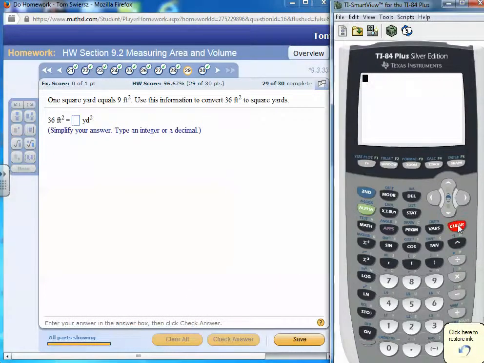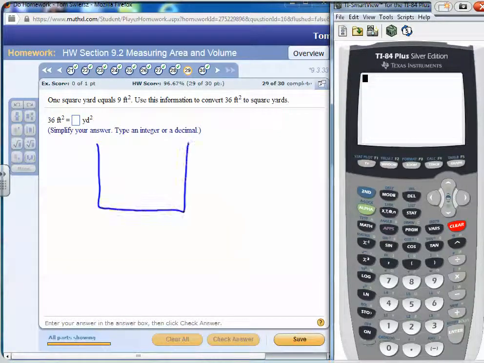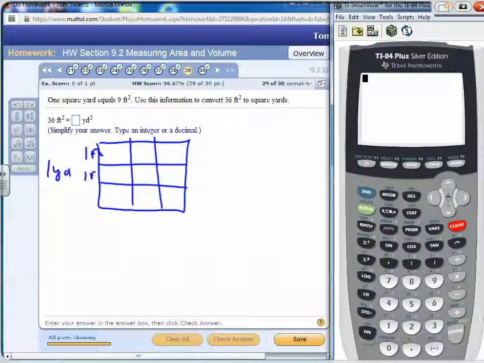Number 29. 1 square yard equals 9 square feet. Use this information to convert 36 square feet to yards. A yard is broken up into 3 feet. If this is 1 yard here, this would be 1 foot, 1 foot, and 1 foot, and the same way here, a foot and a foot. So you can see 3 by 3, there's actually 9 square feet, so that is correct.